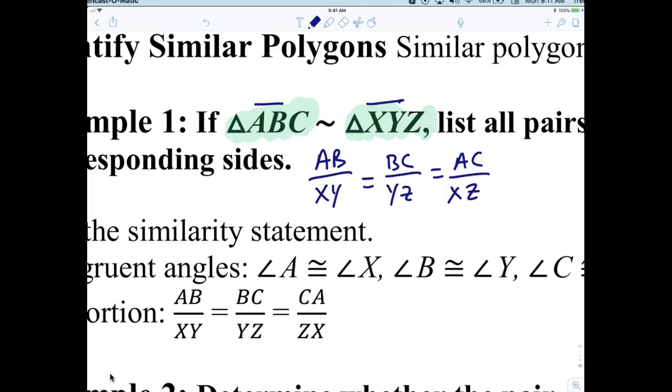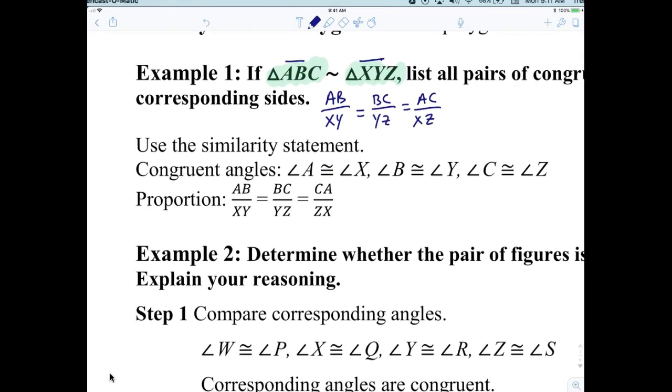Okay. So again, the fundamentals, the basics, right now. Does anybody have any questions? So sides are proportional, and angles are congruent. When somebody says use the similarity statement, it's like the congruent statement. That is the similarity statement. That's how you set up your proportions.